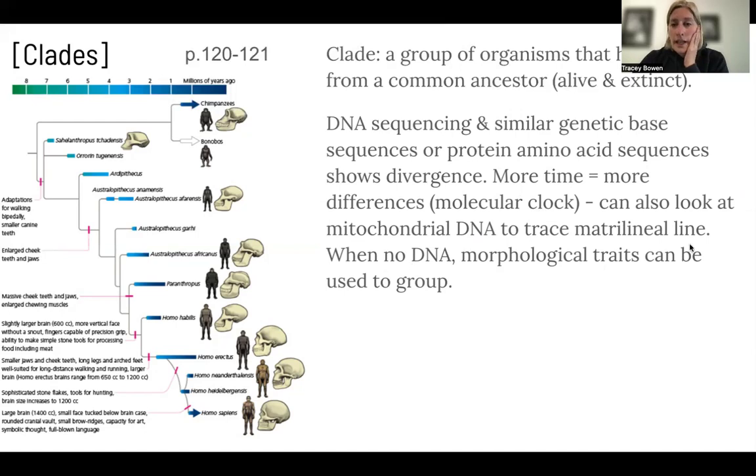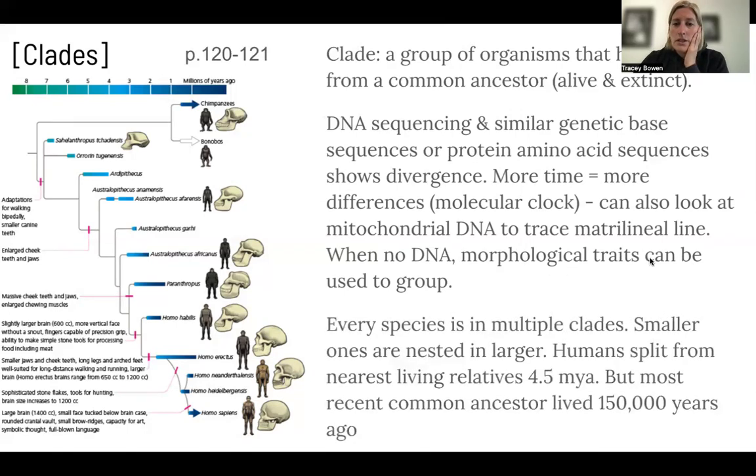And when there's no DNA to synthesize or sequence, morphological traits, which are like physical characteristics, can be used to group species. So every species is in multiple clades. Smaller ones are nested into larger ones.